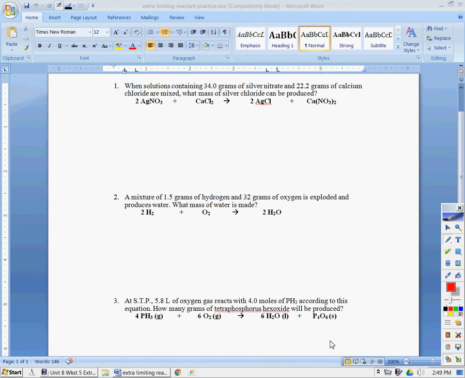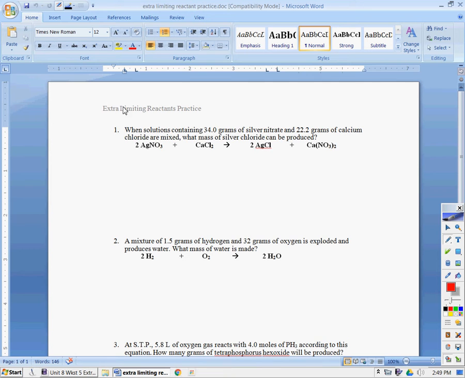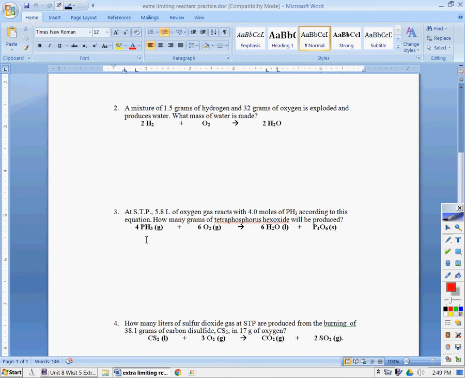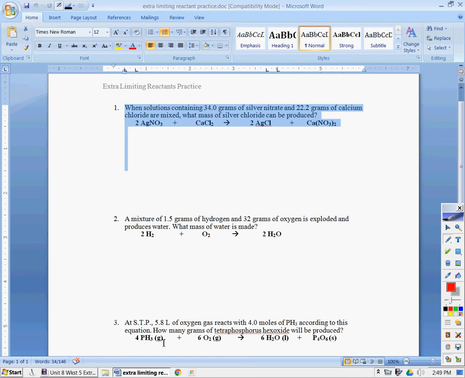We're going to be working on limiting reactant problems right now. This is from a worksheet in your packet called Extra Limiting Reactants Practice. And specifically, we're going to be working on numbers 1 and number 3.